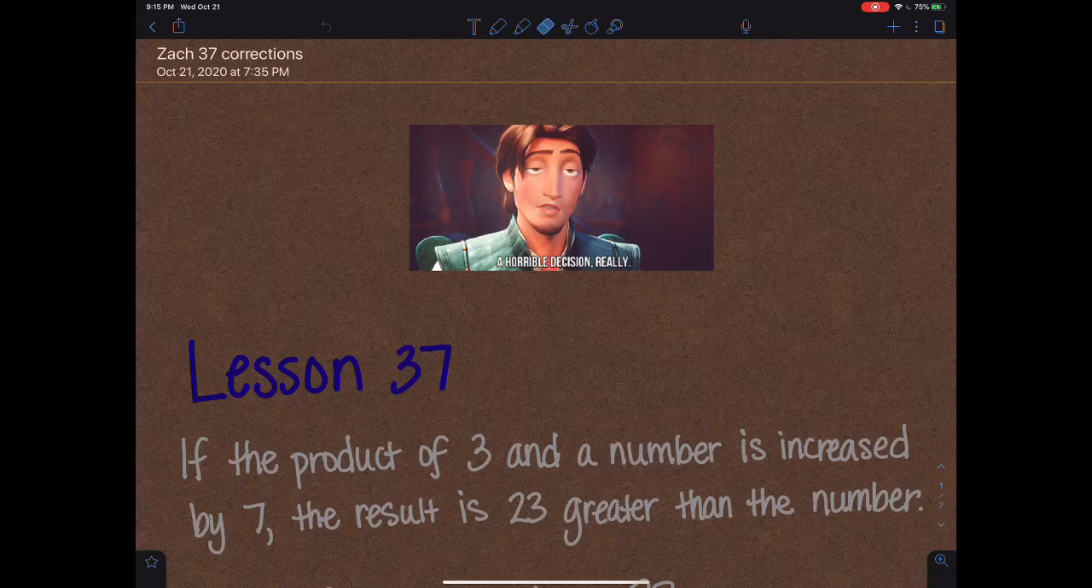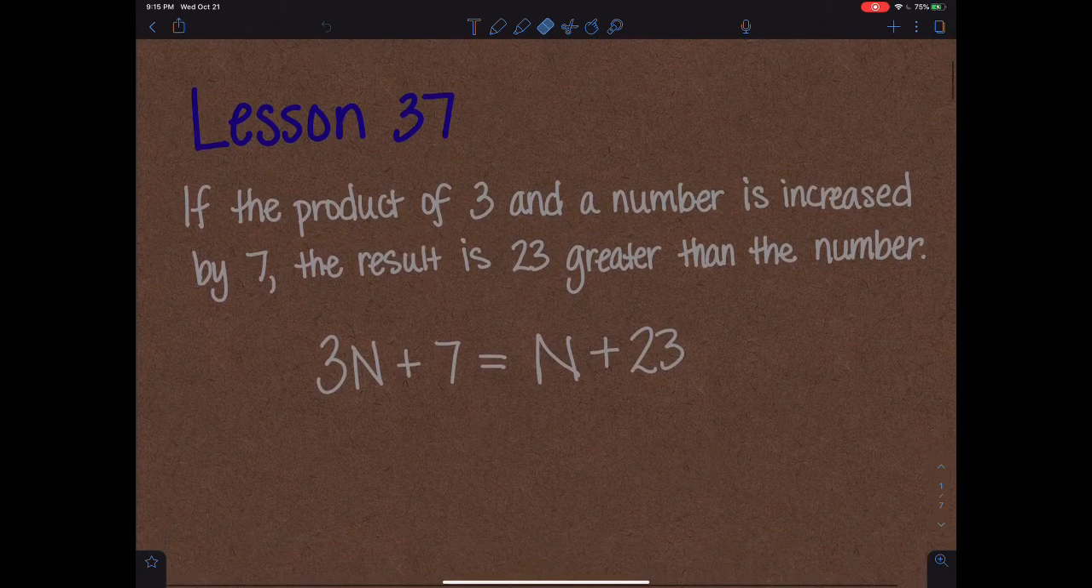So let's do some of the problems in lesson 37. I do want you to do these with me. I want to see the answers all written out in your folder as I do them, okay? So we're going to start with number 2 on problem set 37. If you want to look at it in your book, it's on page 151. And it's one of those word problems that says, if the product of 3 and a number is increased by 7, the result is 23 greater than the number.